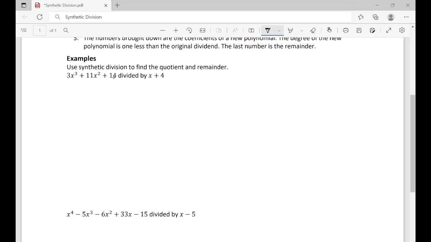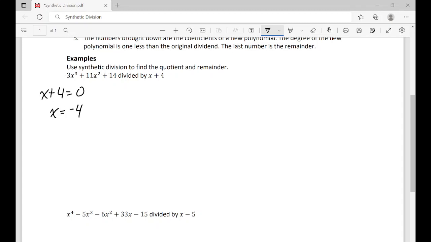So we're going to use synthetic division to find the quotient and the remainder of 3x cubed plus 11x squared plus 14, divided by x plus 4. So you take the divisor x plus 4 and you're essentially setting it equal to 0. So in this case, x is going to equal negative 4. So that's what we're going to be using, the negative 4.